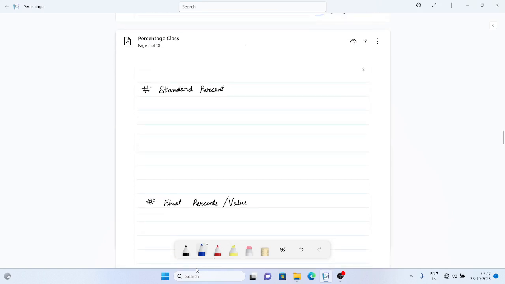Done? Okay. Now I come to the standard percent. If you remember these percentages, you can get the answer and do the calculation fast and easily. Like, what is 10%? So 10% of any number is 10 by 100, right? So 0.1. So 10% of any number is 1 decimal shift of that number.